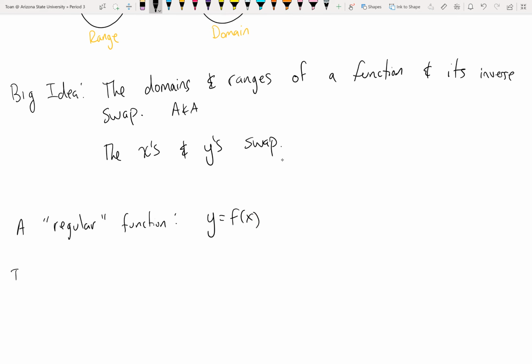So its inverse, it should be the exact opposites. The x's and y's flip-flop. It should be the inverse function takes in y values and it spits out x values. This simple idea allows us to evaluate very easily.